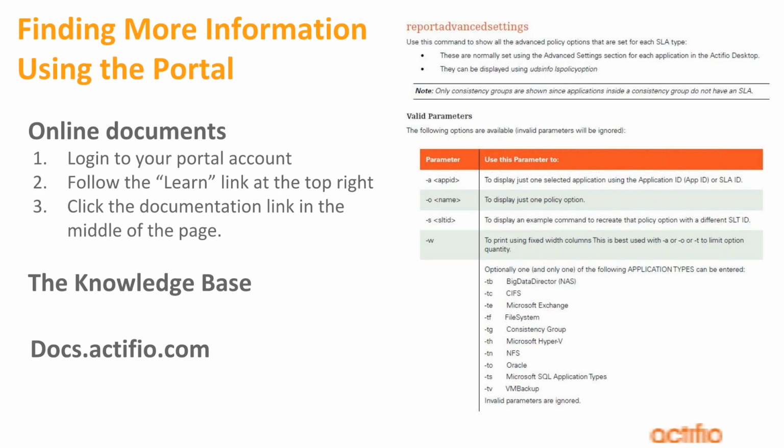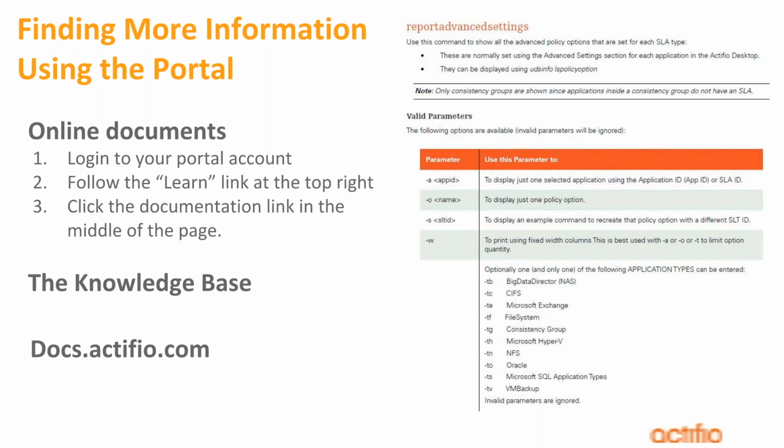The second place we can go is the knowledge base. You will find the SARG PDF attached to an article there, so you can either view it online or you can download it. And the last place, if you're not around your CDS or near your cluster, you can just go to docs.actifio.com and you can pull up your SARG document there.